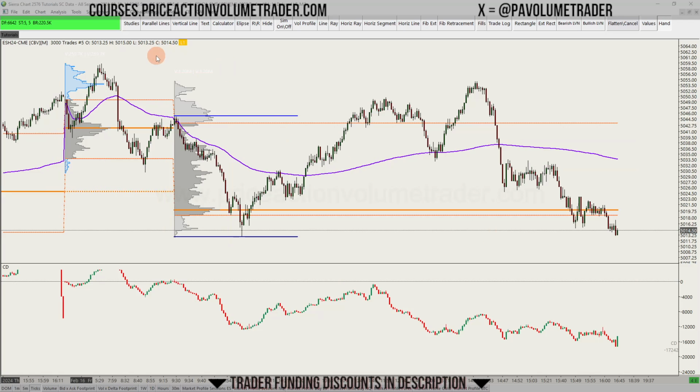I'm using here a S&P 500 futures chart. So this is the E-mini. We're right now on the March 2024 contract. This is a 3,000 tick chart.